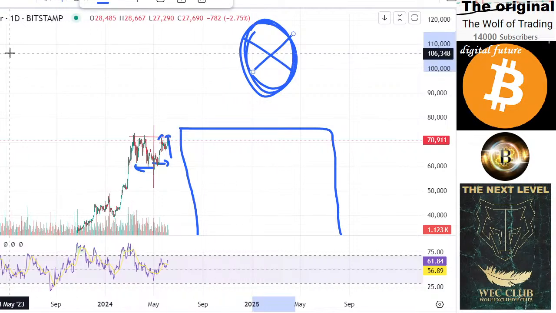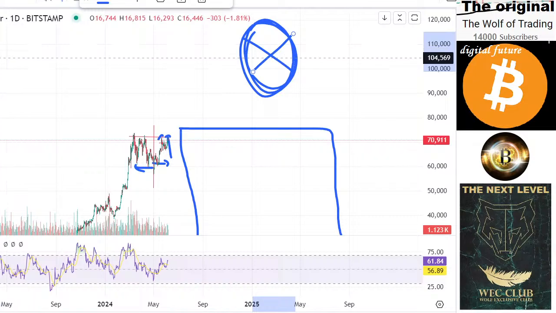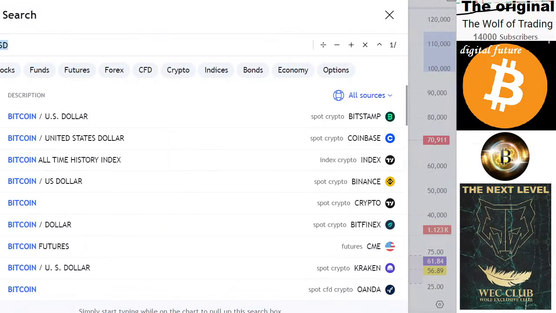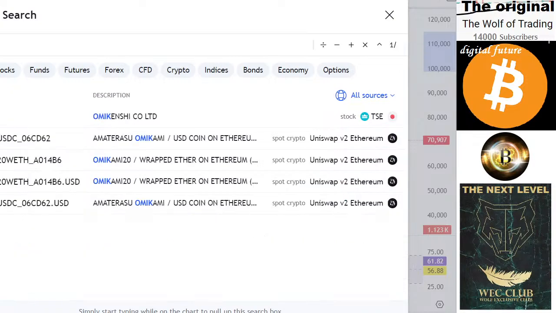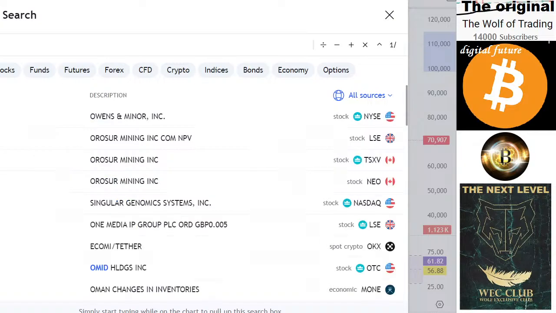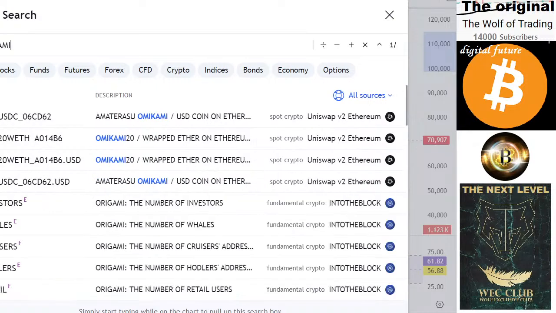Let's look. So we're looking here at Omikami. Let's look and start. I hope we can find this. It's looking very bad because I cannot find this here. So we're going to the next, I think. Maybe you can write me the short name, then we can look. Let's look here at the next.